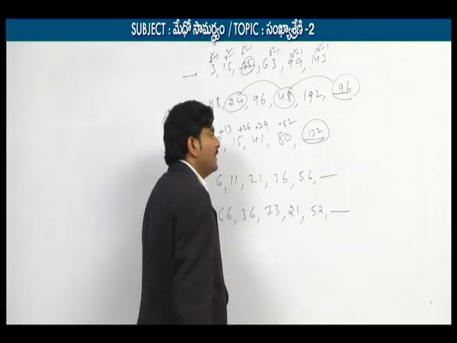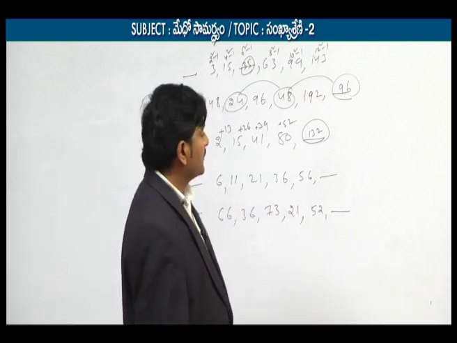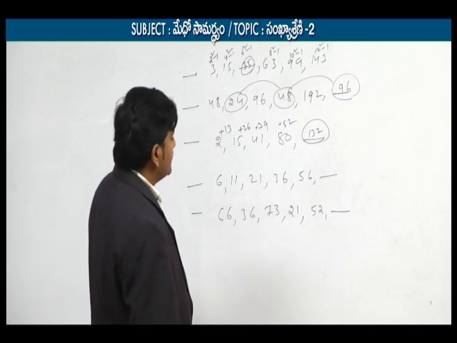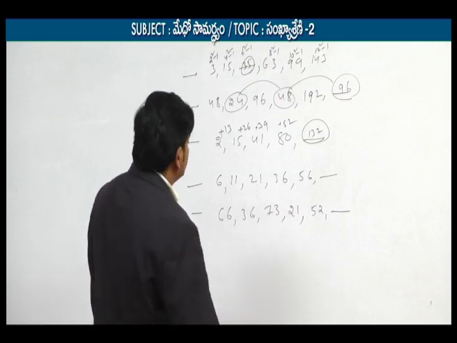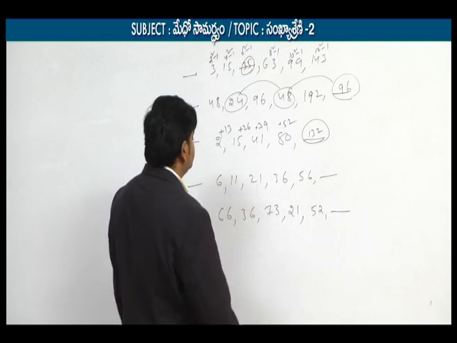132 is the required answer for that. I hope you understood this one. See, observe this one. Here also series is simply increased gradually. That's it. 6, 11, 21, 36, 56 and so on.